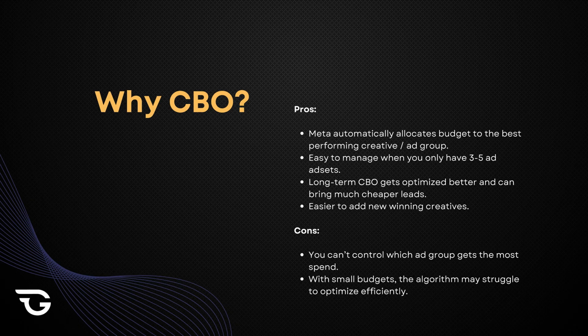Now, of course, there's also a few cons to using CBO. You can't control exactly how much budget each specific ad group receives. Meta's algorithm decides that for you. If you have a very small budget, then the algorithm might struggle to optimize efficiently.